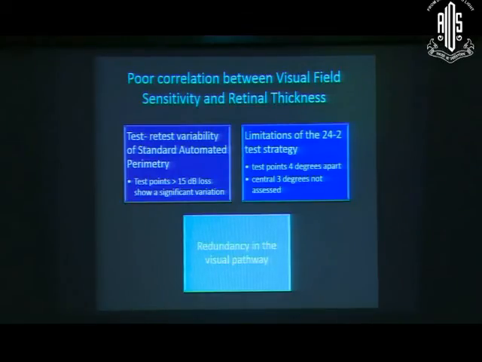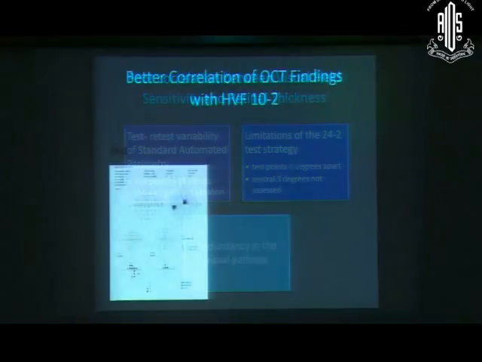Firstly, visual fields. There's a tremendous test-retest variability. Visual fields are designed to detect early visual field loss. Once you start getting depths of field loss, once you go over 15 decibels, you'll get a lot of variation in the readings, because the retinal sensitivity varies quite a lot from time to time. With 24:2, you're missing the central 3 degrees, and the test points are 4 degrees apart. And then there is the redundancy in the visual pathway as such.